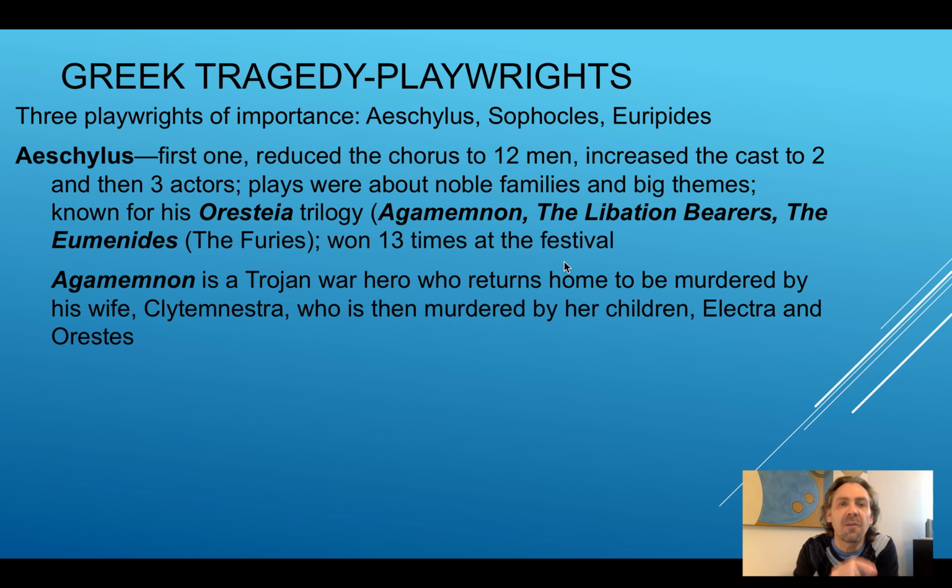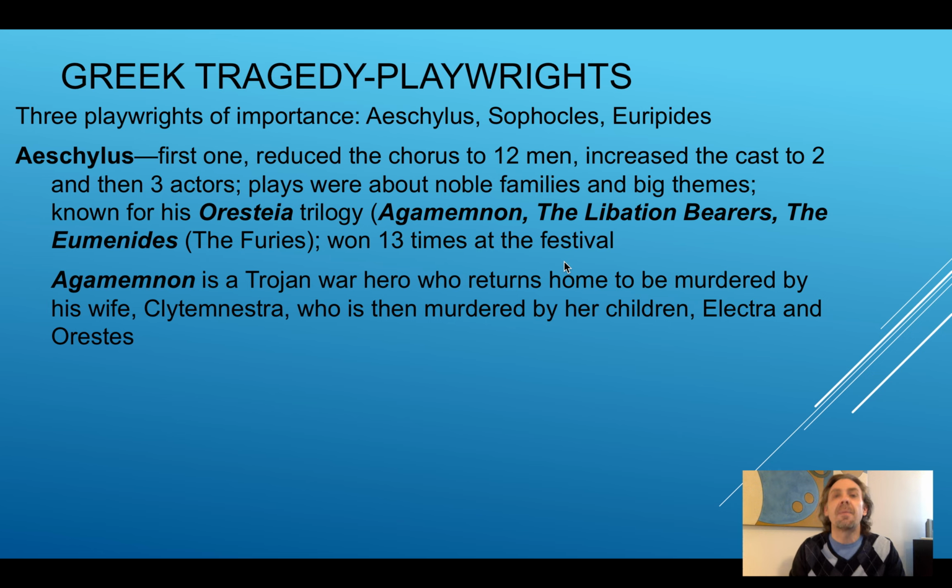Now, keep in mind, I said at the Festival of Dionysus, the playwrights would present 3 tragic plays over 3 days. So that means they would bring a trilogy of plays, where there is usually something in common between all of them. Aeschylus has one trilogy that is called the Oresteia. It's composed of the 3 plays Agamemnon, the Libation Bearers, and the Eumenides. The Eumenides has a subtitle, or is also known as the Furies. This is probably the most well-known Oresteia of all of the golden age of Greek theater. Aeschylus himself won the festival 13 times.